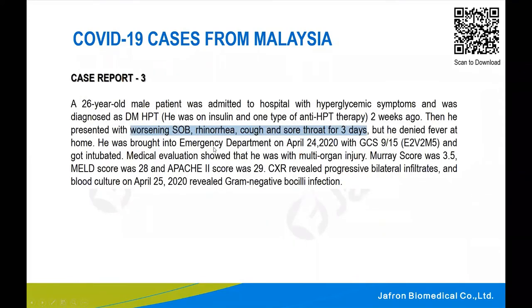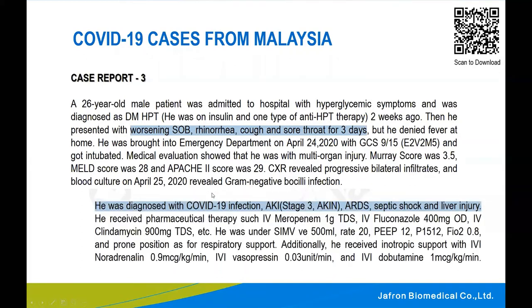And the third case is a young man, 26 years old, who was admitted with hyperglycemic syndrome. He was diagnosed with diabetes at HTP 2 weeks before. But he returned to the hospital with worsened shortness of breath, and he has renal issues, fever and sore throat for 3 days. After the medical evaluation, he was finally diagnosed with COVID-19 infection and stage 3 AKI, ARDS, and sepsis with liver injury.